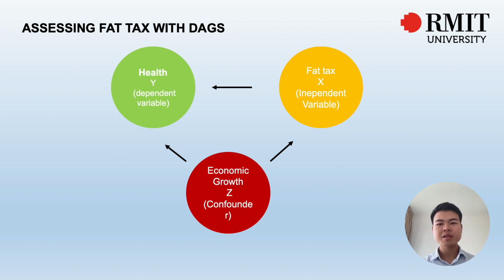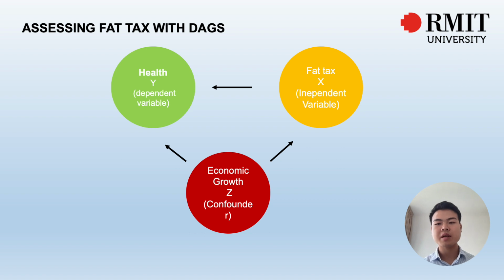An econometric model can be applied to find the correlation between a tax that improves people's health and economic growth. A DAG can help identify potential confounders and guide the econometric analysis. For example, fat taxes are now imposed worldwide to control negative health outcomes by taxing unhealthy products.